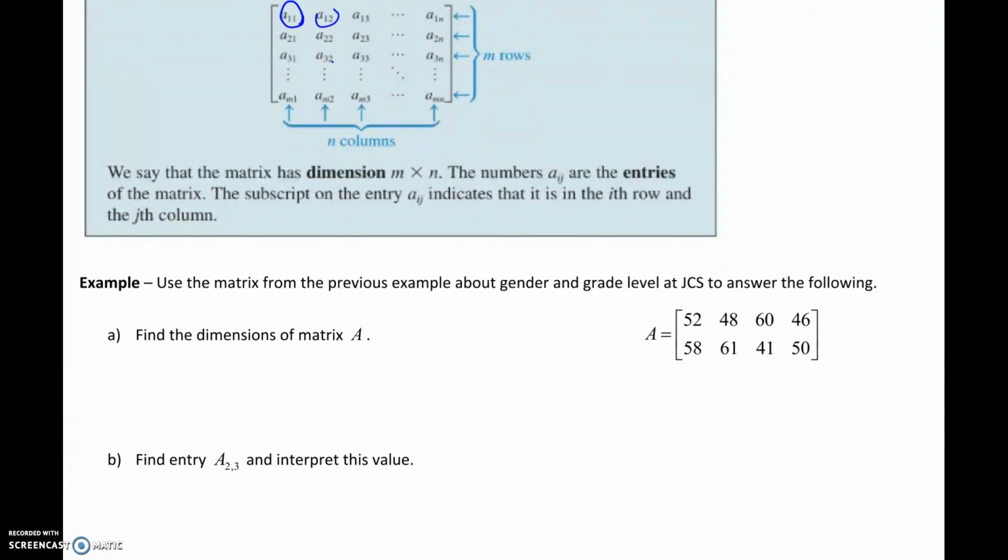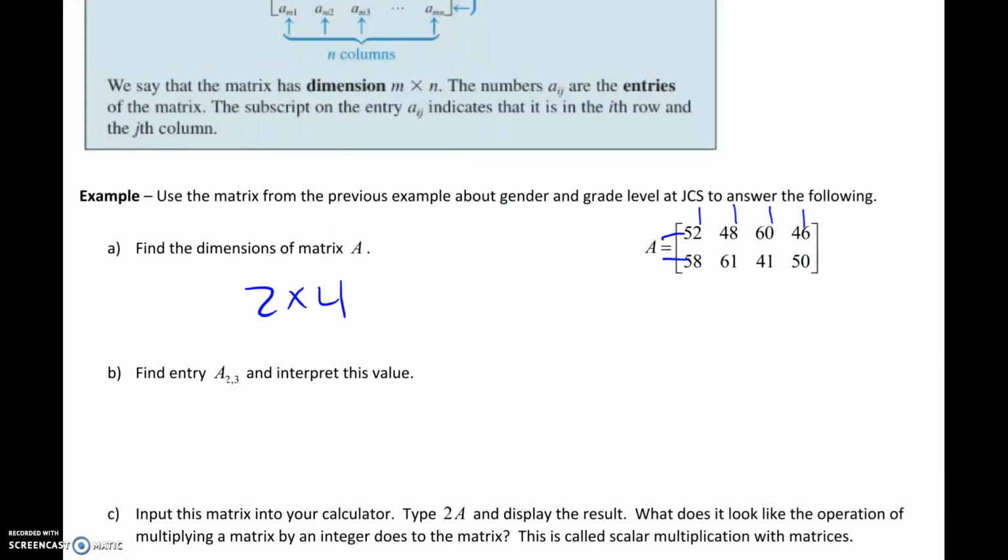So with our example from above, what is the dimension of matrix A? It has 2 rows, and 1, 2, 3, 4 columns. So it's a 2 by 4 matrix. And then it says find entry A23 and interpret this value. That means I'm on matrix A, row 2, entry 3. So A23 equals 41.